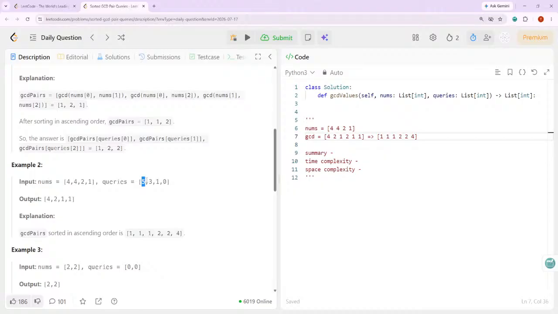And then queries at 5 is going to give you 4. 3 will give you 2. 1 will give you 1, and 0 will give you 1. So 4, 2, 1, 1. Okay.